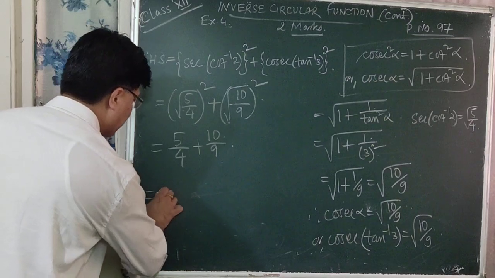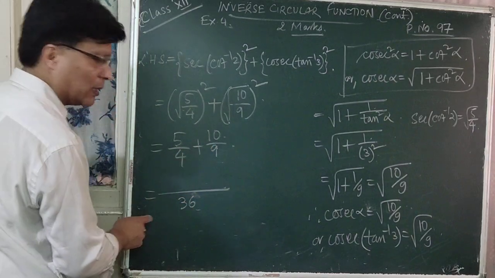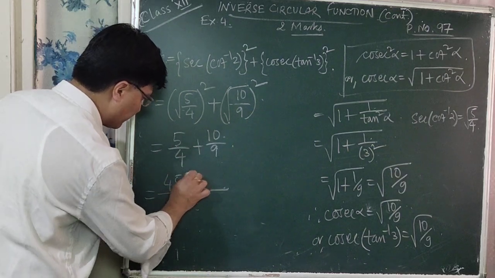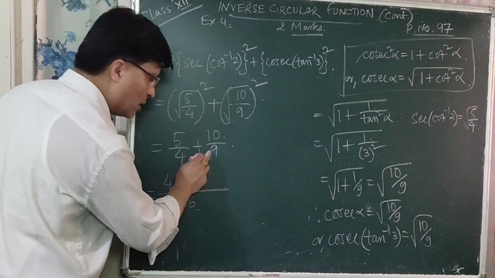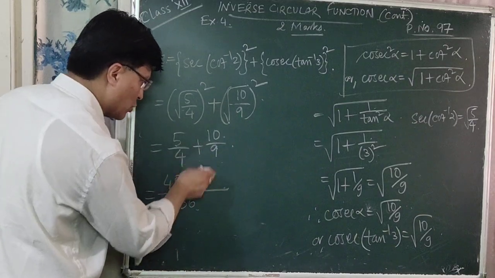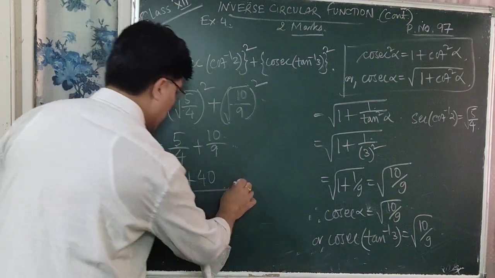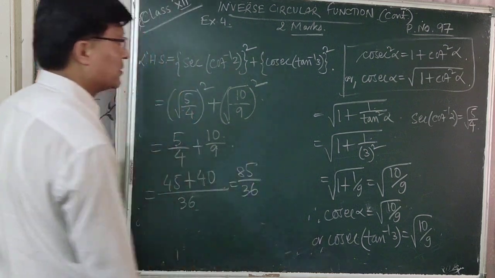So what's the LCM of 4 and 9? It is 36. This LCM is divided by 4, that is 9. 9 5s are 45. Plus again this LCM 36 is divided by 9, 4. 9 4s are 36. So this 4 should be multiplied by 10. That is 40. Which is equal to 85 divided by 36.